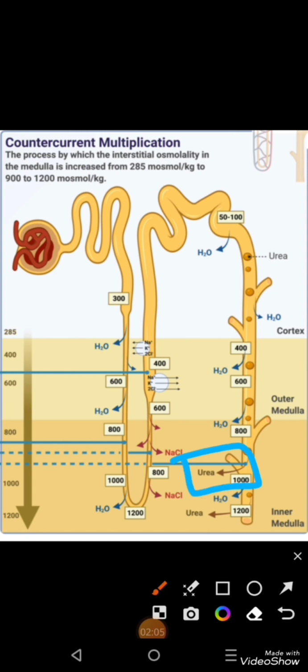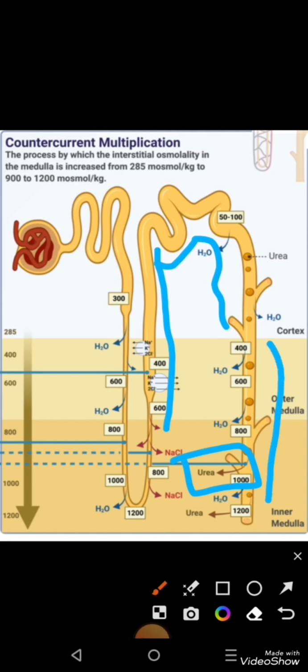This urea, which acts as a solute, also helps maintain this countercurrent multiplication, right? This segment, the loop of Henle, and this up to the collecting duct in the cortex, is less permeable, or least permeable, to the urea. But when we enter into the medulla, these collecting ducts are very much permeable to urea, and it gets into the interstitium of the medulla to make it hypertonic, right?